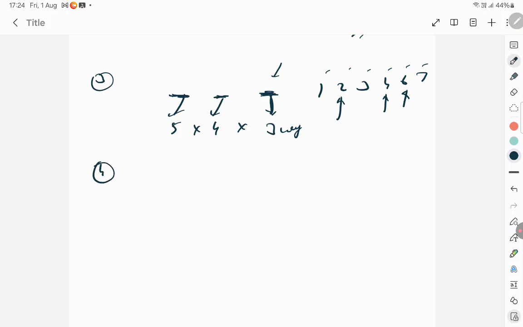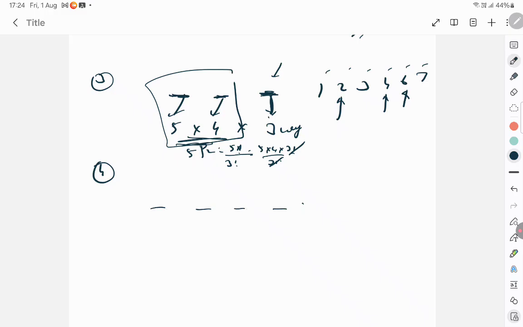The fourth question is normally when they do this, they will do 5P2, which is 5 factorial by 5 minus 2 factorial, and 5 into 4 into 3 factorial by 3 factorial. So either way this answer, for this is a special case, you can't plug in the formula. So let's go to the fourth sum. Find the number of 4-digit numbers that can be formed using the digits 1, 2, 3, 4, 5 if no digit is repeated. How many of these are even numbers? Okay, this is the second part of the question.